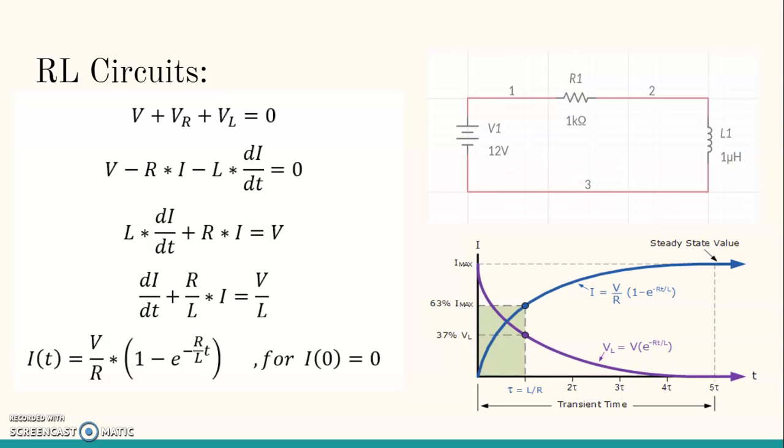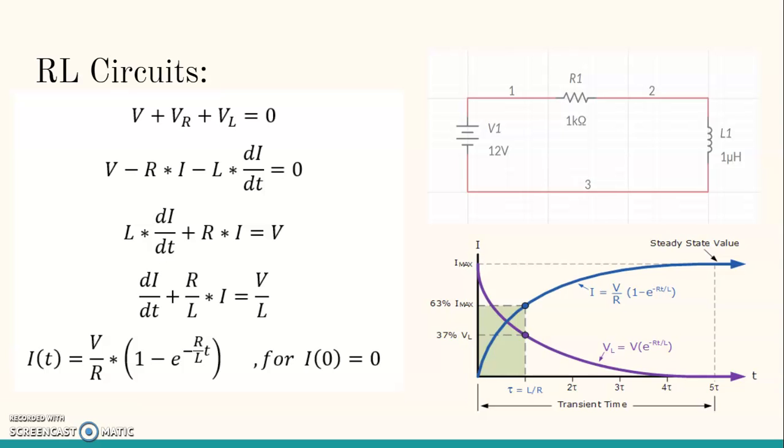After that, we solve the equation for voltage, and then divide the equation by inductance, resulting in a first-order equation. After solving, we get that the current is going to be equal to the voltage over the resistance times 1 minus e to the negative resistance over inductance times t, which is time.